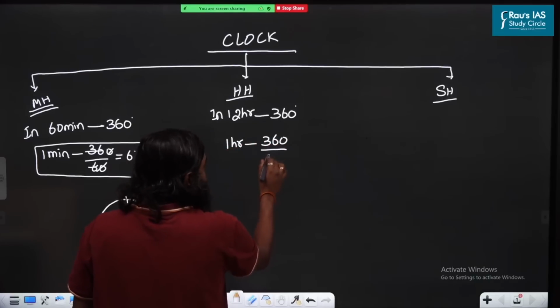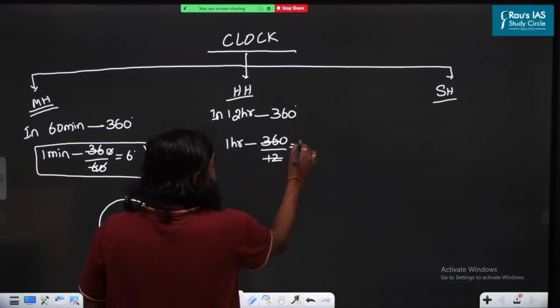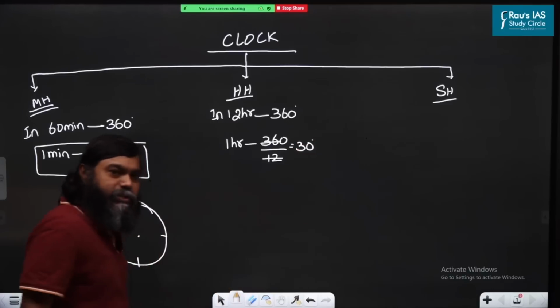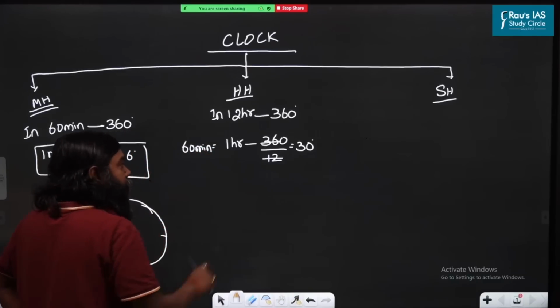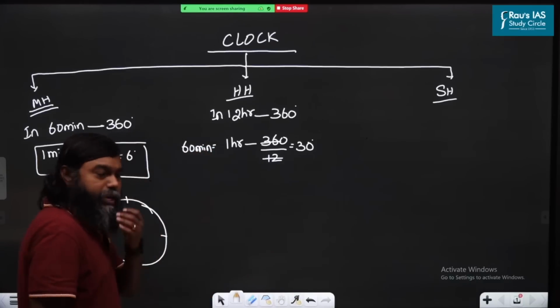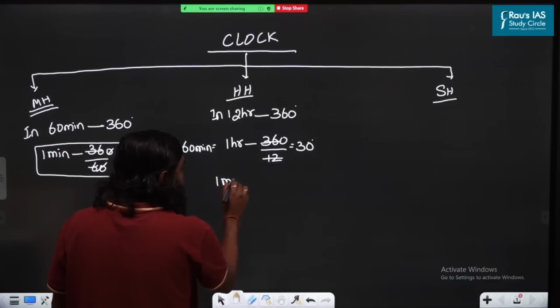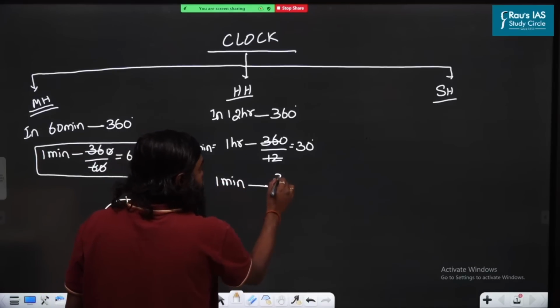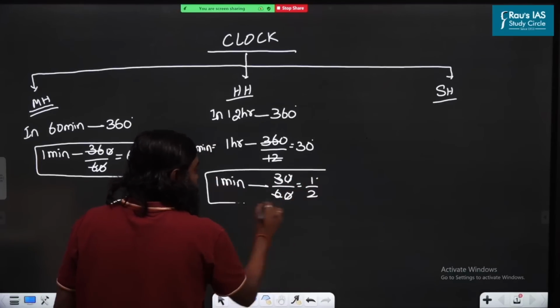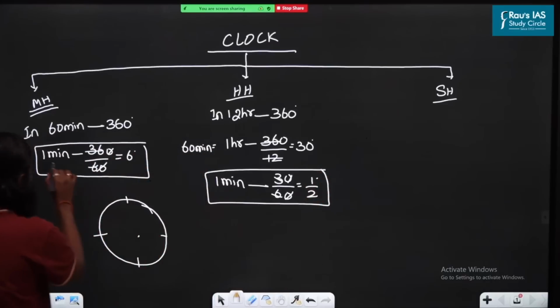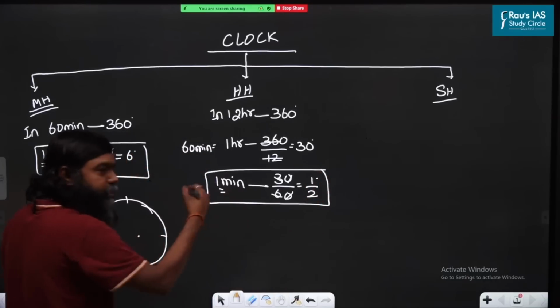360 upon 12. What will you get? 30 degrees. 1 hour means how many minutes? 60 minutes. If the hour hand runs 60 minutes, it covers 30 degrees. If the hour hand runs 1 minute, it covers how many degrees? Divided by 60. What will you get? Half a degree. Why am I taking the same 1 minute, 1 minute? Then the comparison is very easy for us.